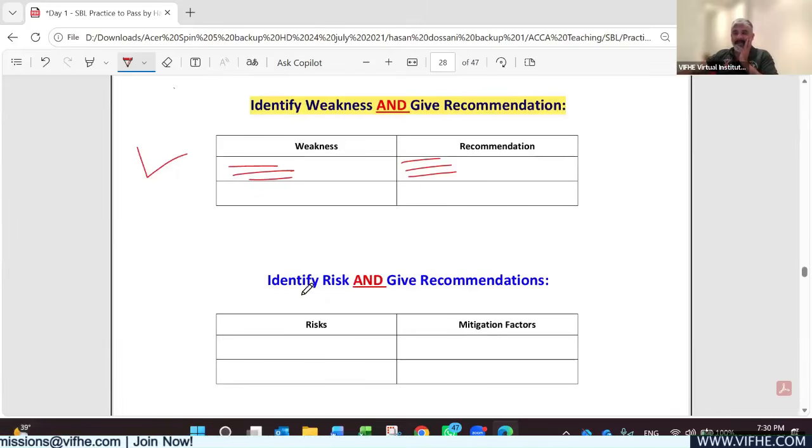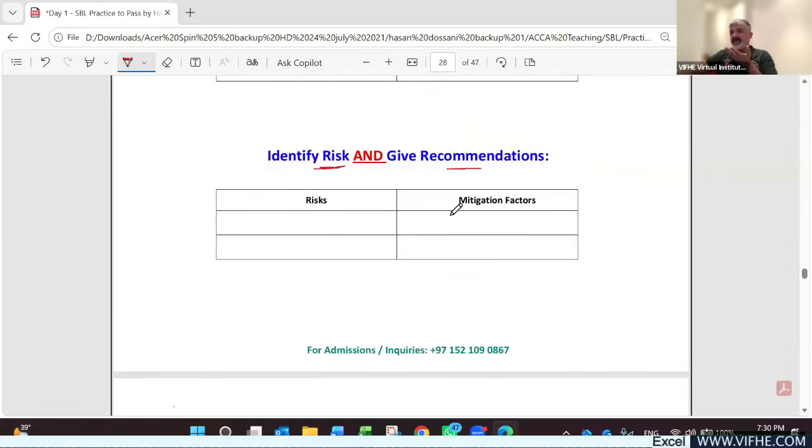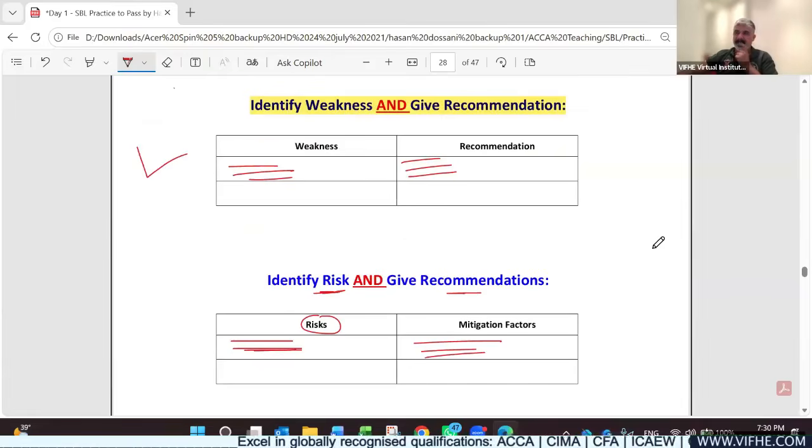Same, sometimes the examiner asks you to discuss the risk and give recommendations. Same concept. Instead of internal control weakness, you are now talking about the risks. Use a tabular format. You mention the risk here and you give your suggestions here. Any questions on weakness and recommendation type questions?